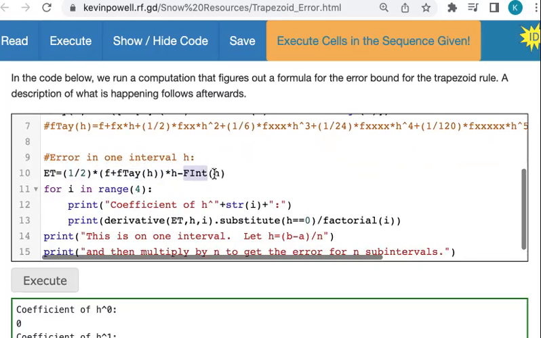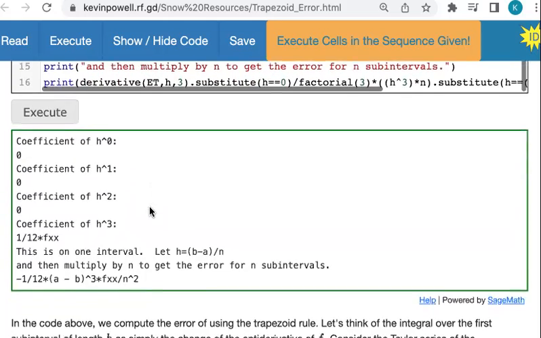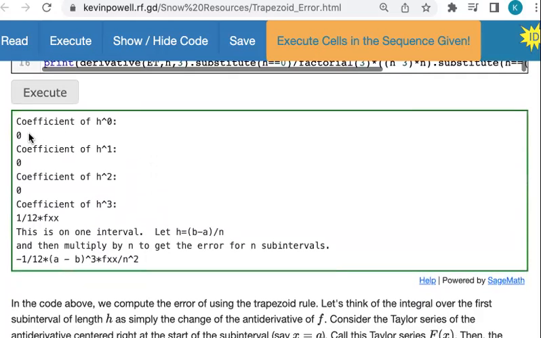Subtract off the Taylor series in H that represents the integral. That gives you the error Taylor series. Now the rest of this just figures out what the different coefficients are of this error series. If we go through and look at that, there's no constant, no first degree term, no second degree. The lowest one is a third degree term, and it's 1 over 12 times f double prime.